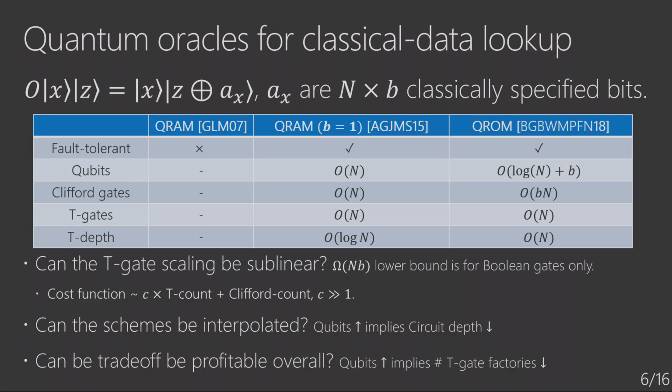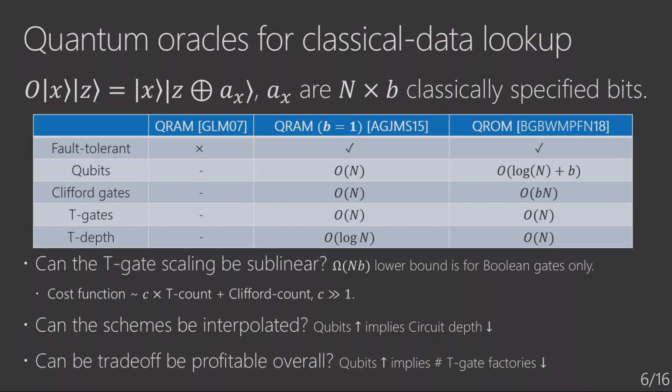So this was work that was done in 2015. They found out that if you insist on having a fault-tolerant implementation of this data lookup oracle that kind of mimics how QRAM behaves, you get these parameters: linear scaling with respect to the number of terms for qubits, Clifford gates, and T gates, and the depth is great, it's log n. However, this is a huge number of qubits. And we would like to bring this down because our hardware is always going to be limited. We don't have infinite qubits.